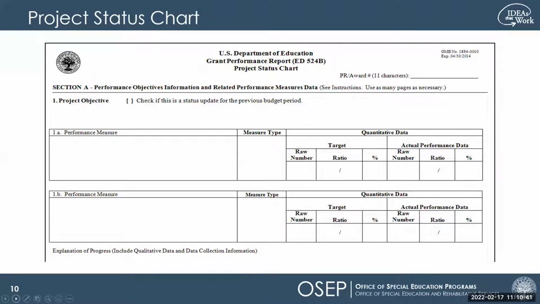In the project status chart, we're going to talk about section A, where your measures and the corresponding data are reported each year. You will probably need multiple pages of section A. Each page starts with a project objective, and only measures related to that objective are put on that page. You will probably have multiple pages for each objective.